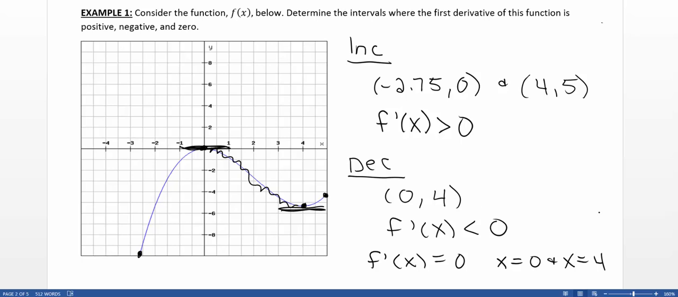We're going to take this a step further in example 2, and we're going to try to graph the first derivative of this function next to this particular function. I would encourage you to pause the video here and try graphing it on your own before you watch the solution.